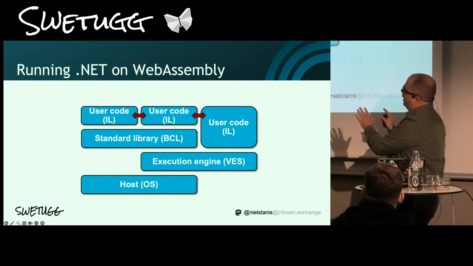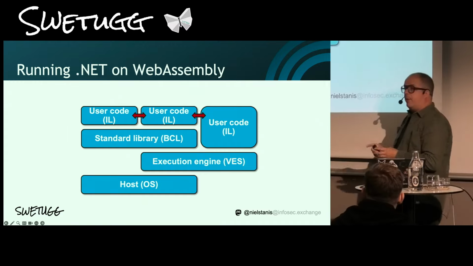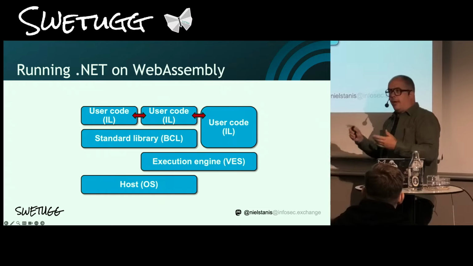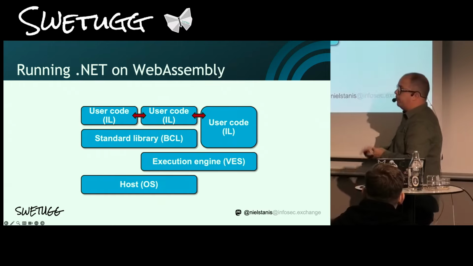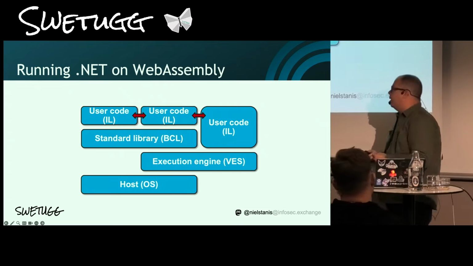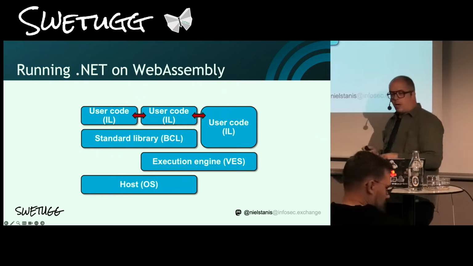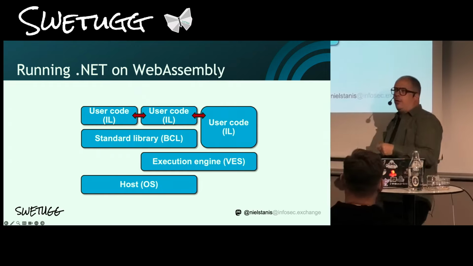And he illustrated, hey, if we have a code base like this, we write our own user code, our own IL that we compile. We have the standard library that we rely on, system.io.file, for whatever reason. Then we have the execution engine at the bottom, which is the CLR that takes care of the .NET runtime starting and executing your code. And it will run on top of a host, right? How can we get this in a WebAssembly context?